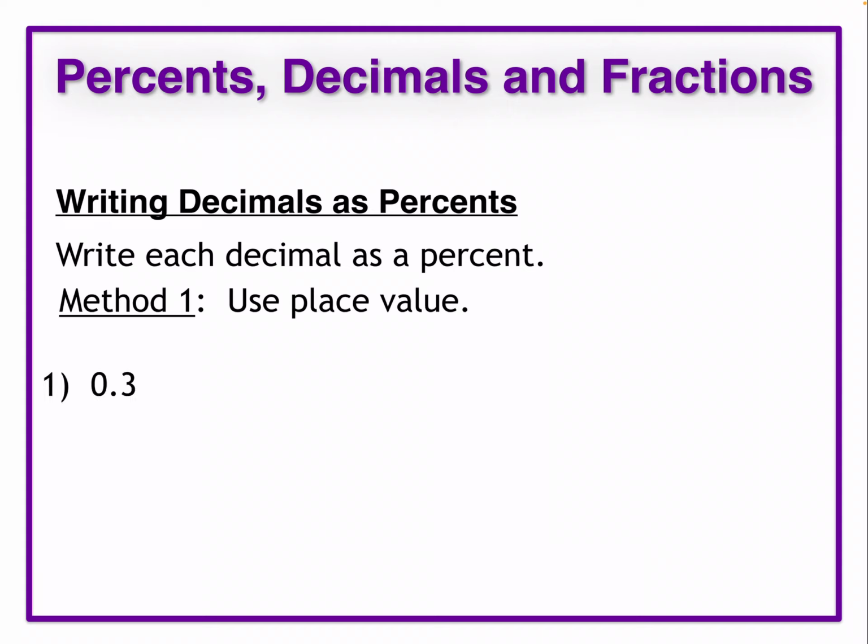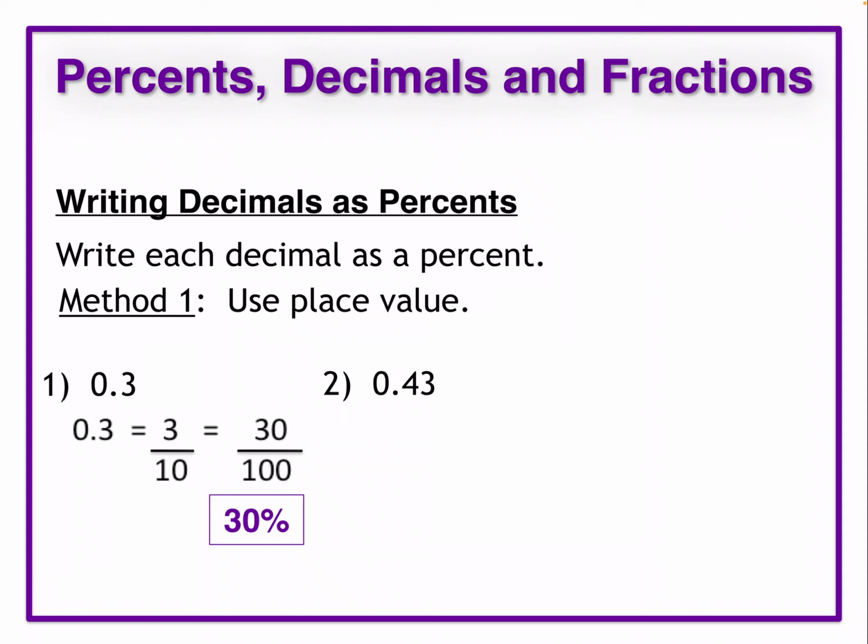So the first method we're going to use is the place value. Here, as you can see, we have 0.3 and the 3 is in the tenths place. That means it's 3 over 10, and if we want to change it to a percent, remember the denominator should be out of 100, so it's 100. So it'll be 30 hundredths. That means it's 30%.